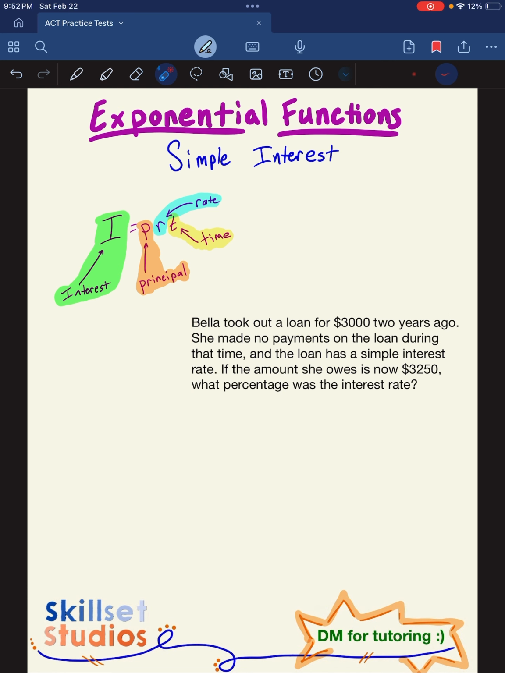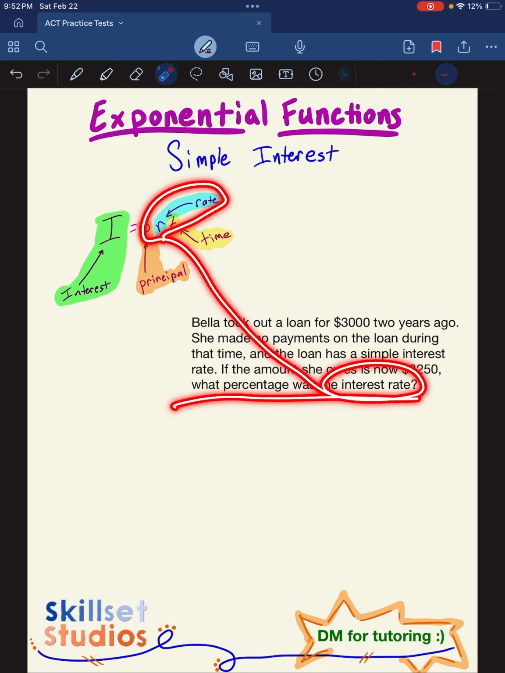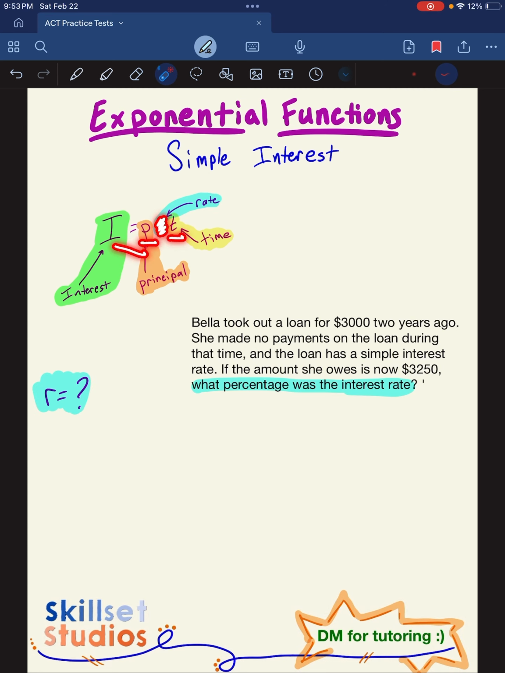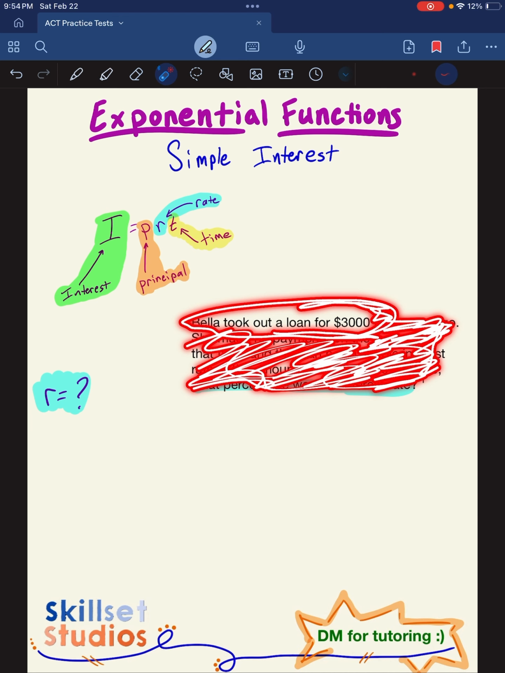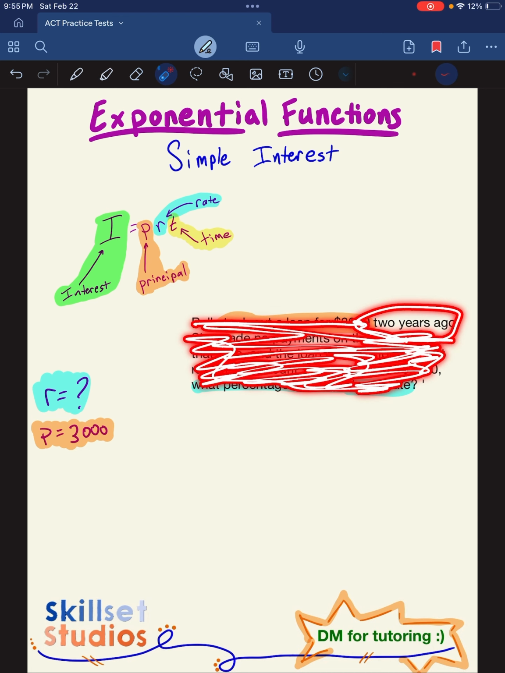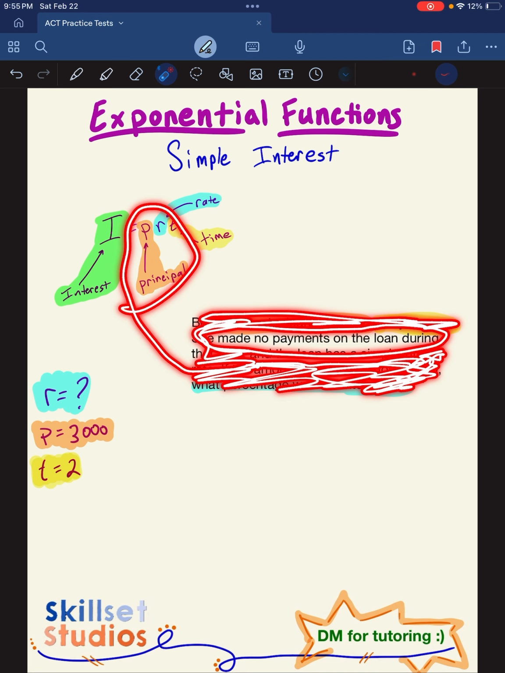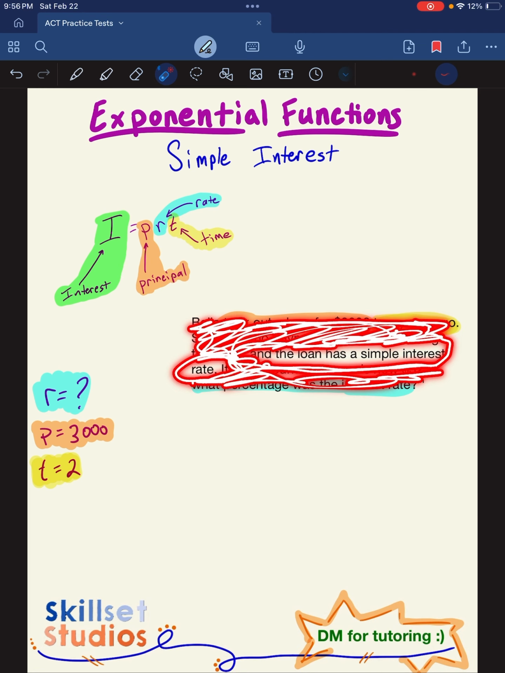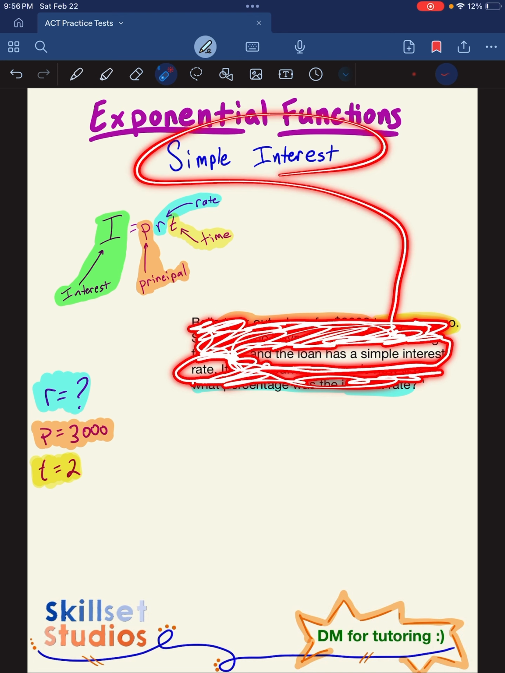Another big tip with word problems, jump straight to the question at the end and figure out what they're looking for. In this case, the interest rate. Since we don't know the R, now we try to find the other three variables. Here it says Bella took out a loan for $3,000, which would be our principal. And then right after that, it says 2 years ago, which is our time. And then it says she made no payments on the loan, which really just means our principal isn't changing.